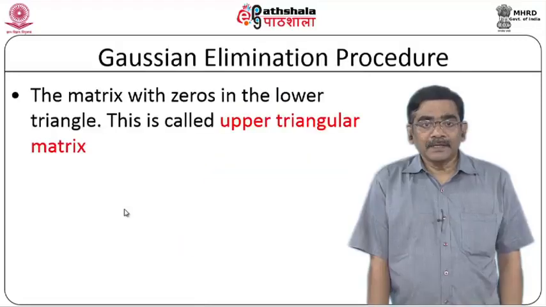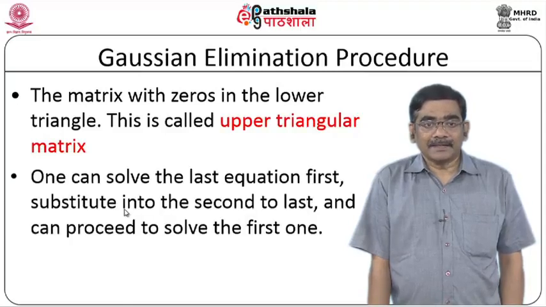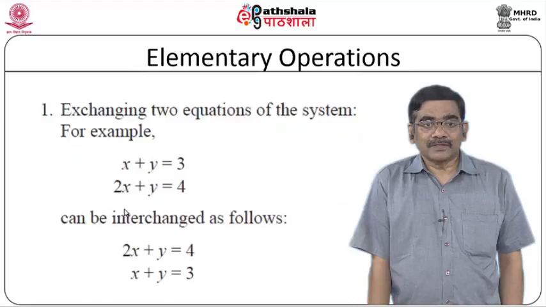So, what is the procedure? The procedure is going to be very simple. We are interested in finding the upper triangular matrix, which is the matrix where we have zeros in the lower triangle. Once we have this, we solve the last equation and substitute that value into the equation before the last, and the process is continued till the first equation is solved.